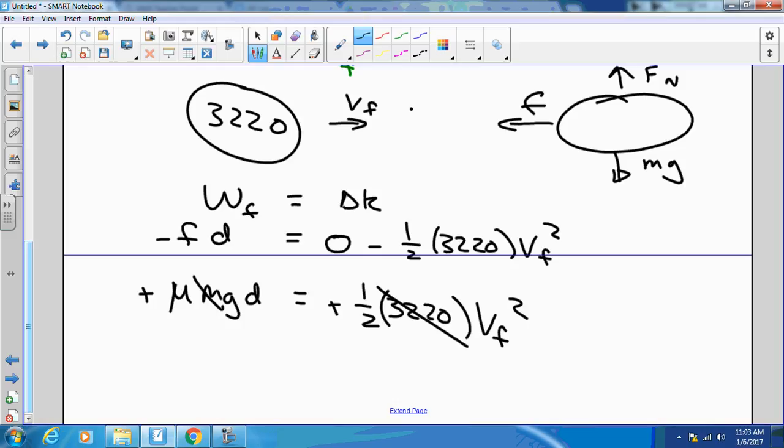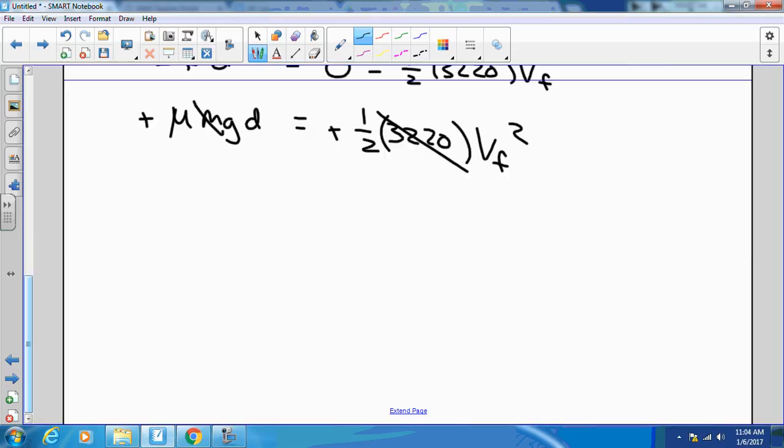Is that mu? Mu. Because the force of friction is mu times the normal. And the normal force in this case is the same as g. Wait, what's d? And d is the distance that's traveled. Remember that work is equal to force times distance times cosine of the angle between.